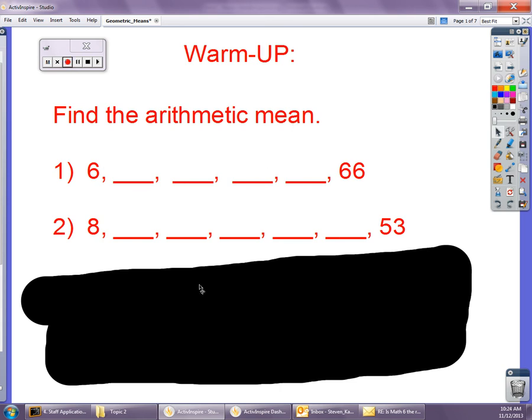Basically, with arithmetic mean, we can actually plug these patterns into the arithmetic formula.